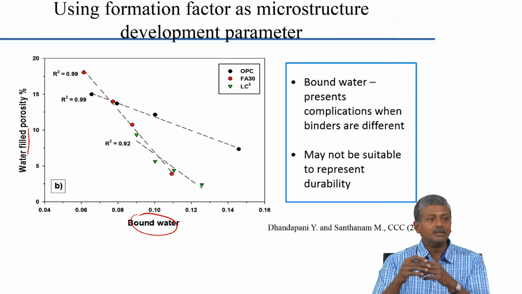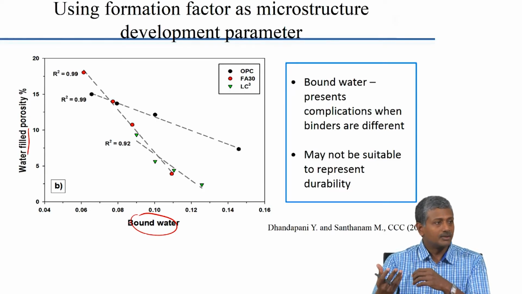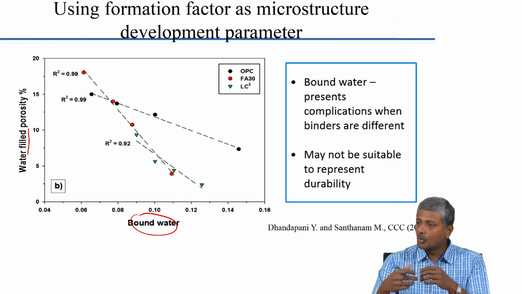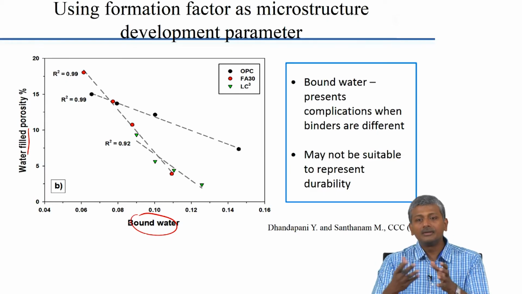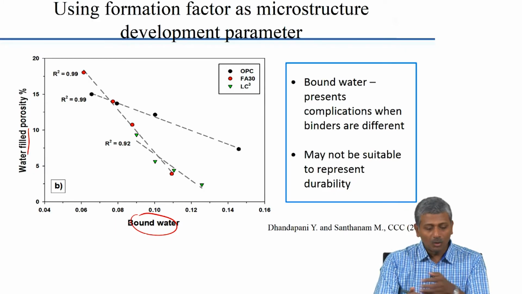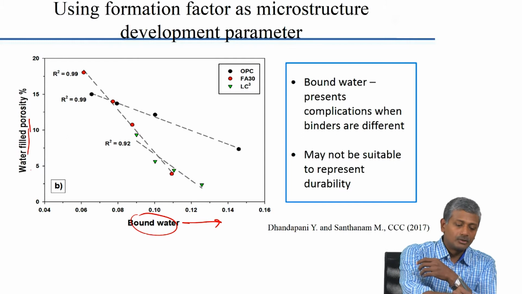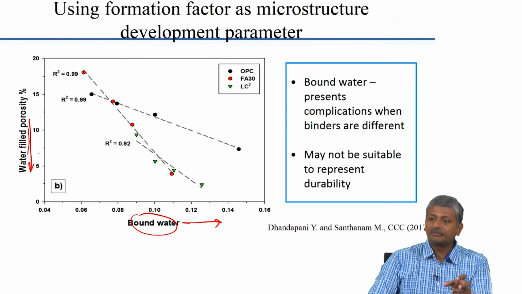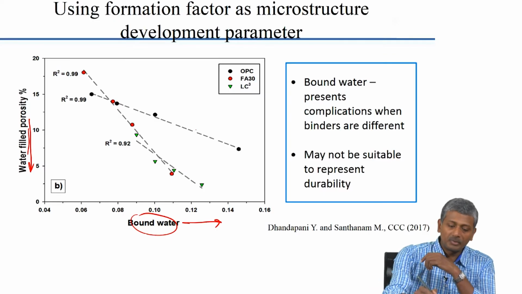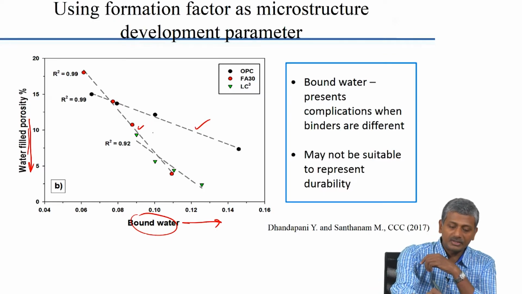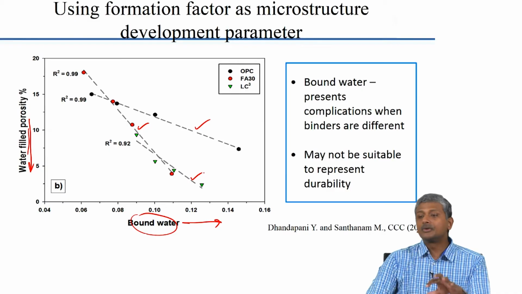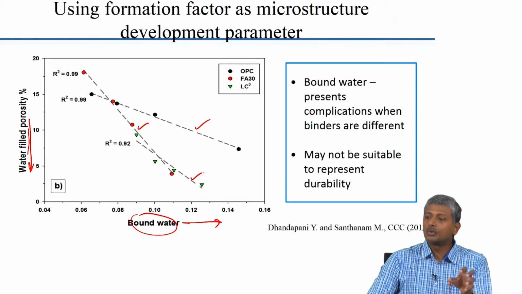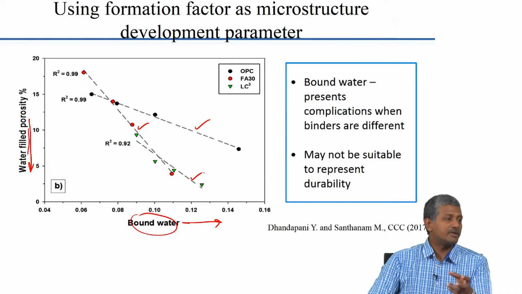More hydration, more bound water, okay, right. So, as more and more hydration happens, you expect the porosity or interconnected porosity to reduce, right. So, with increasing bound water content, you expect that your water filled porosity is going to keep coming down. But unfortunately, what happens is when the binders are different, like your OPC binder or your fly ash 30 binder or LC3 binder, your results are quite different. I mean, there is no clear dependency, there is no single dependency on this.